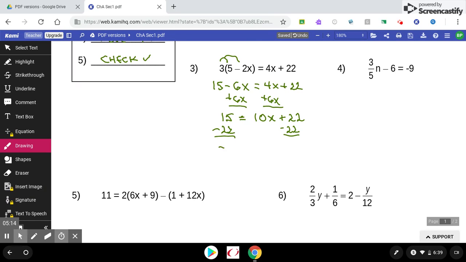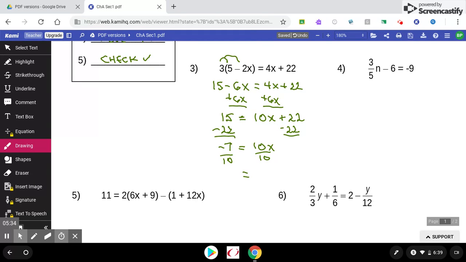So if I subtract those guys, calculator certainly permissible here, I get a -7 = 10x, and divide by 10. Now nowhere does it say in math that answers have to come out even. So I get a fraction, -7 divided by 10. If you want to pick up a calculator and punch that in there, it's going to tell you 0.7.